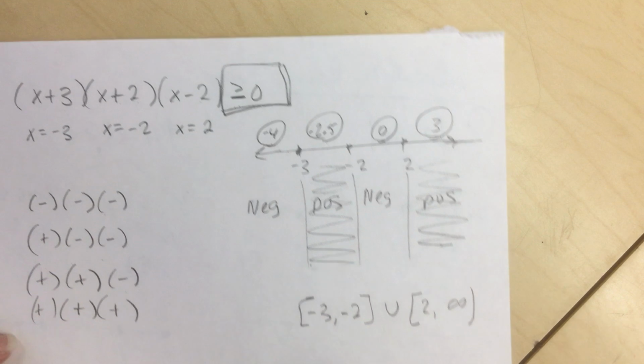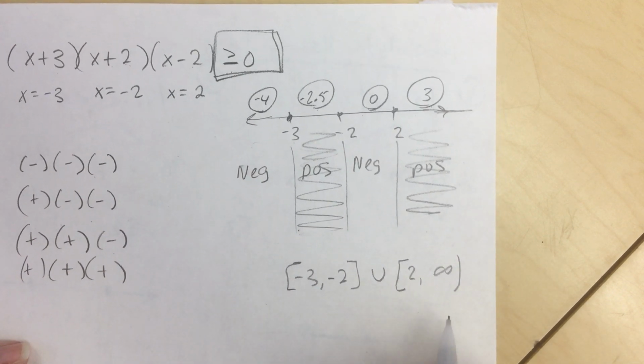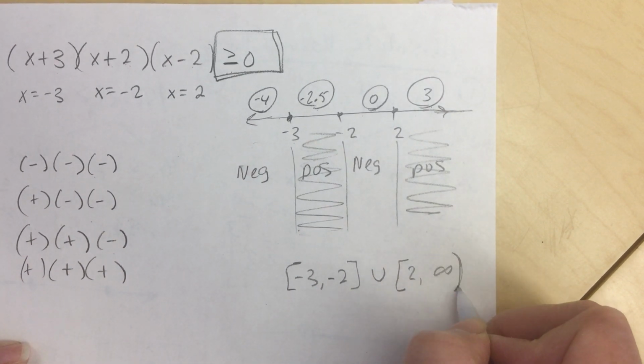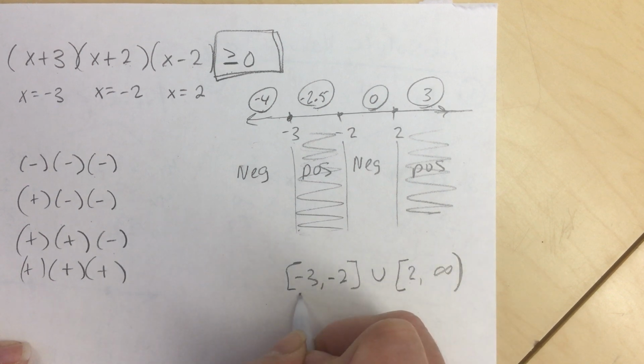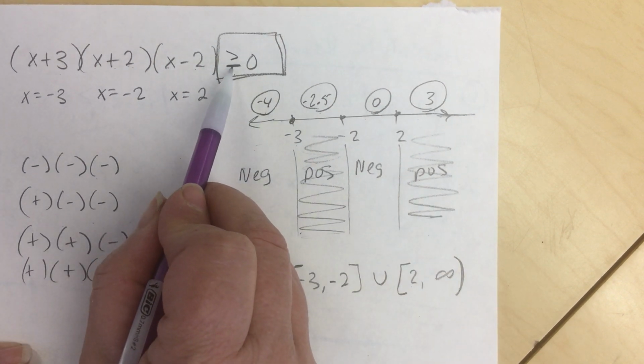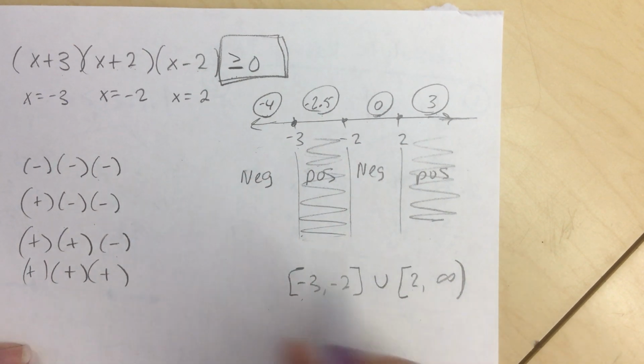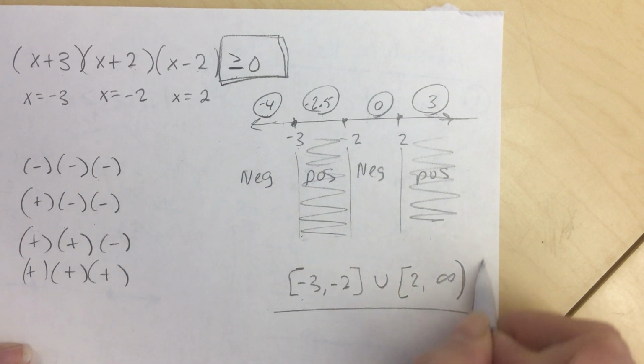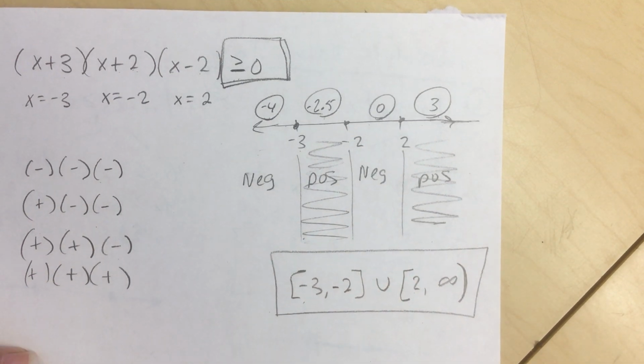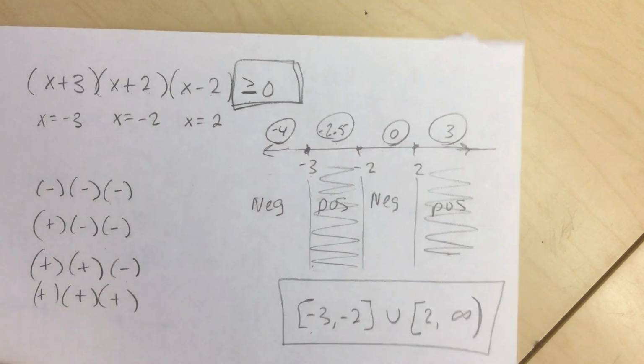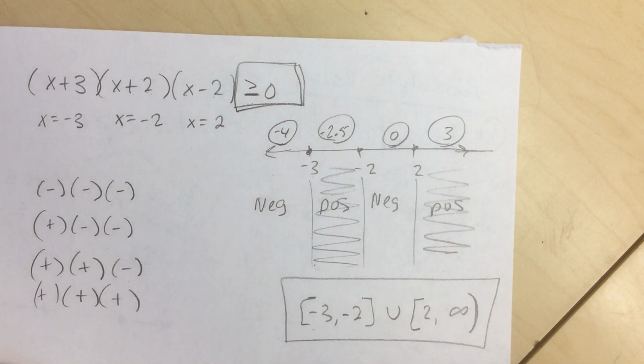And I put a parenthesis on infinity because I always have parentheses on infinity because I can never get there. I have brackets on the other numbers because greater than or equal to means it can actually equal these things. So that would be my answer for that one. So we're going to use the number line and the critical point method for lots of these problems.